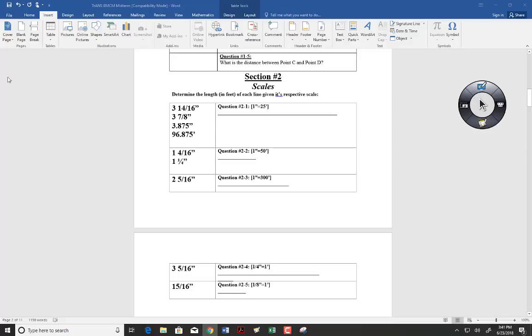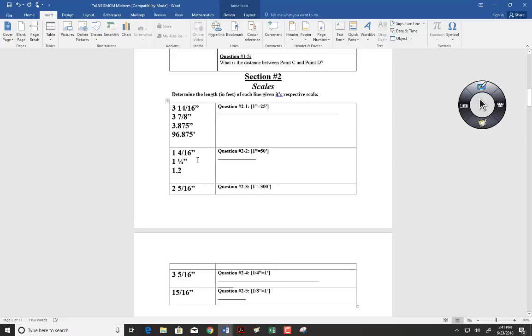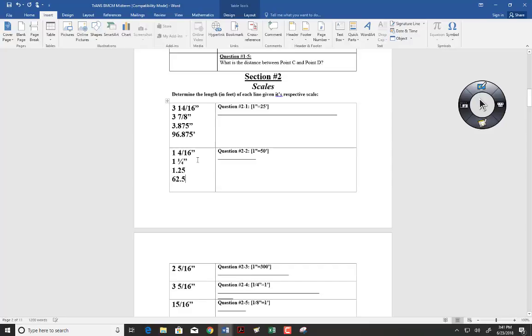Down here, 1 1/4. Decimal is 1.25. I'm going to take 1.25 times 50. I get 62.5 feet is what this measures out to directly. If I put my scale on that, I get 63 feet. I actually get 6.3, but because it's a 50 scale, I have to multiply by 10.